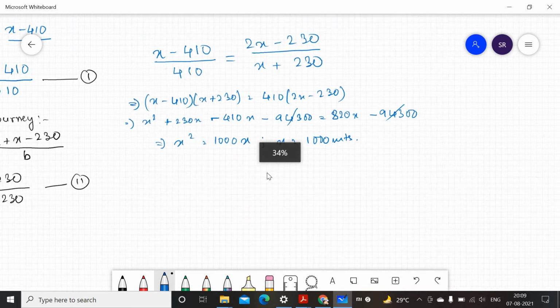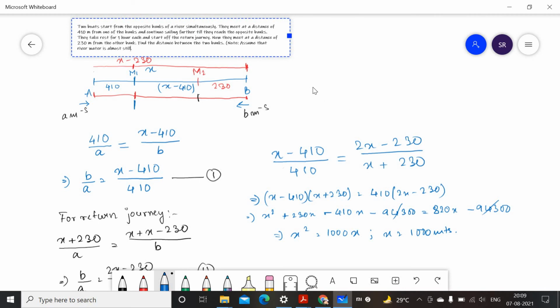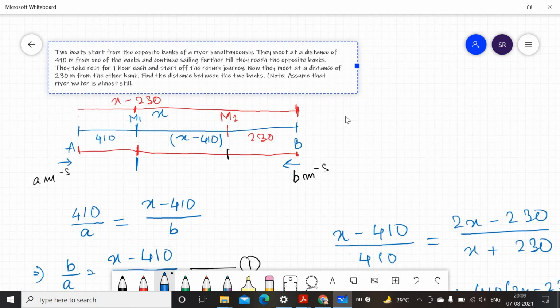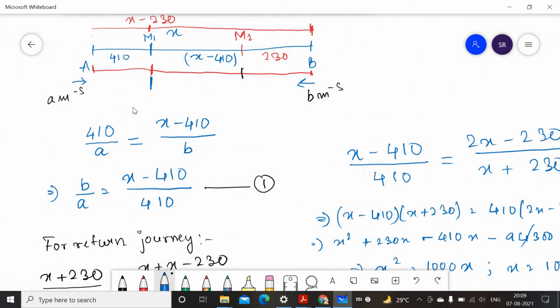Let me revise it again. So we first read out the question; the only thing that is constant here is time, right? So we tried to equate time. So 410 was the first distance covered by A, and x minus 410 was the distance covered by B, at the rate of A meter per second and B meter per second. So for B by A, we found out the speed ratio in terms of distance, that is b by a equals x minus 410 by 410, right?